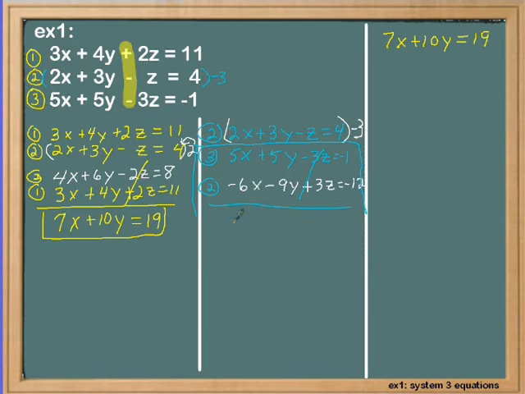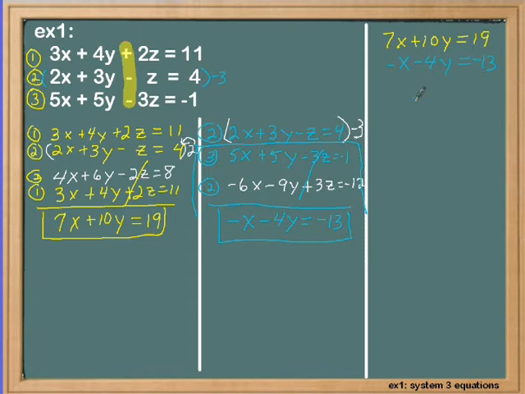5x plus negative 6x gives me a negative x. 5y plus negative 9y gives me a negative 4y. The z's eliminated. And negative 1 plus a negative 12 is a negative 13. And there we have it. There's my second equation. That's awesome because now I have a system of 2 equations.